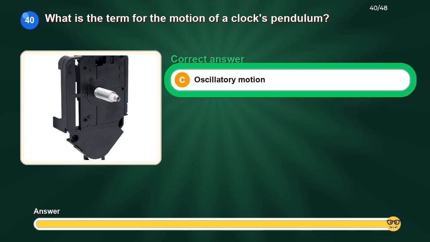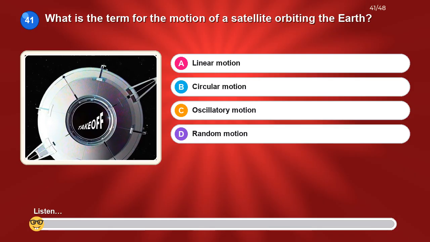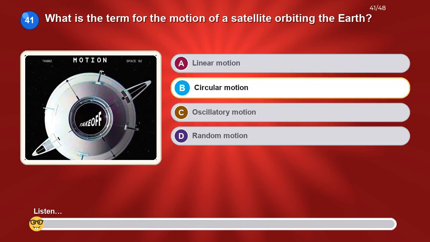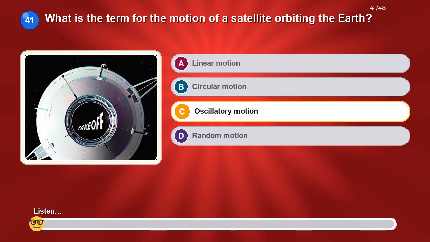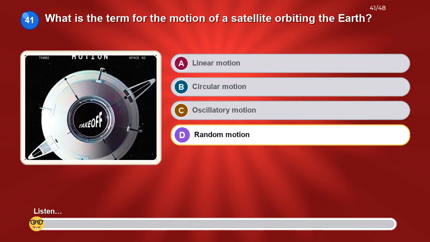The correct answer is oscillatory motion. What is the term for the motion of a satellite orbiting the Earth? Option A, linear motion. Option B, circular motion. Option C, oscillatory motion. Option D, random motion.